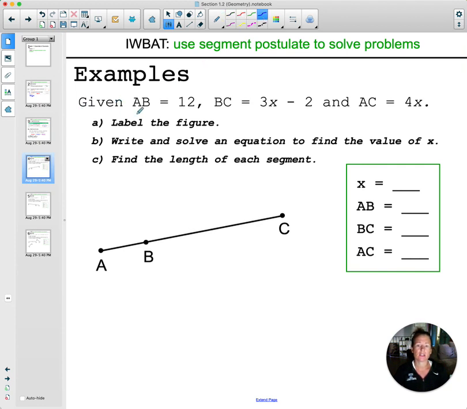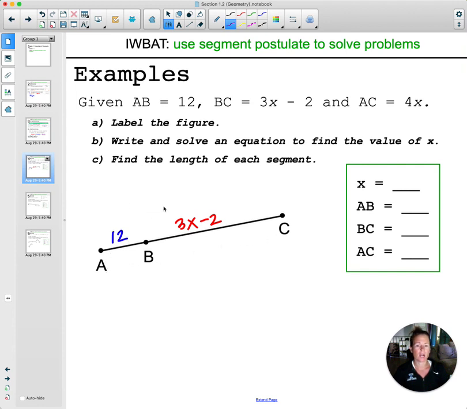So let's take a look here. Given the length of AB is 12, the length of BC is 3x minus 2, and the length of AC is 4x, the first thing we want to do is always label the figure. If there isn't a diagram drawn, you will want to draw one. If there is, you'll just want to label it. So the length of AB here, we're going to put 12. And then the length of BC, from B to C, is 3x minus 2. Then they also give us the length of AC, so this whole thing right here.